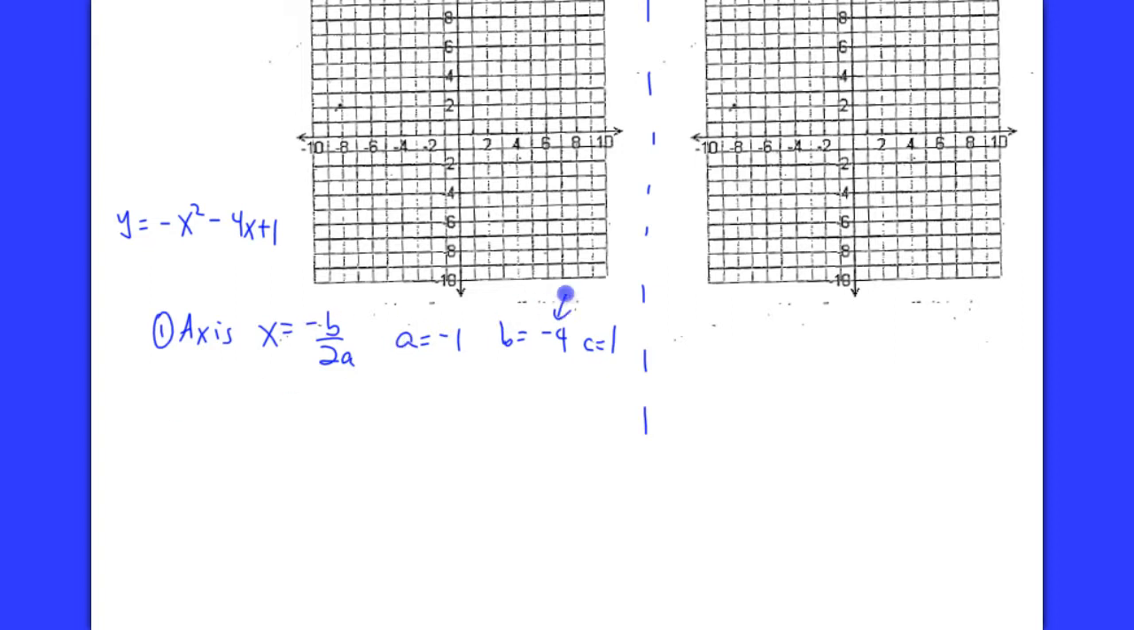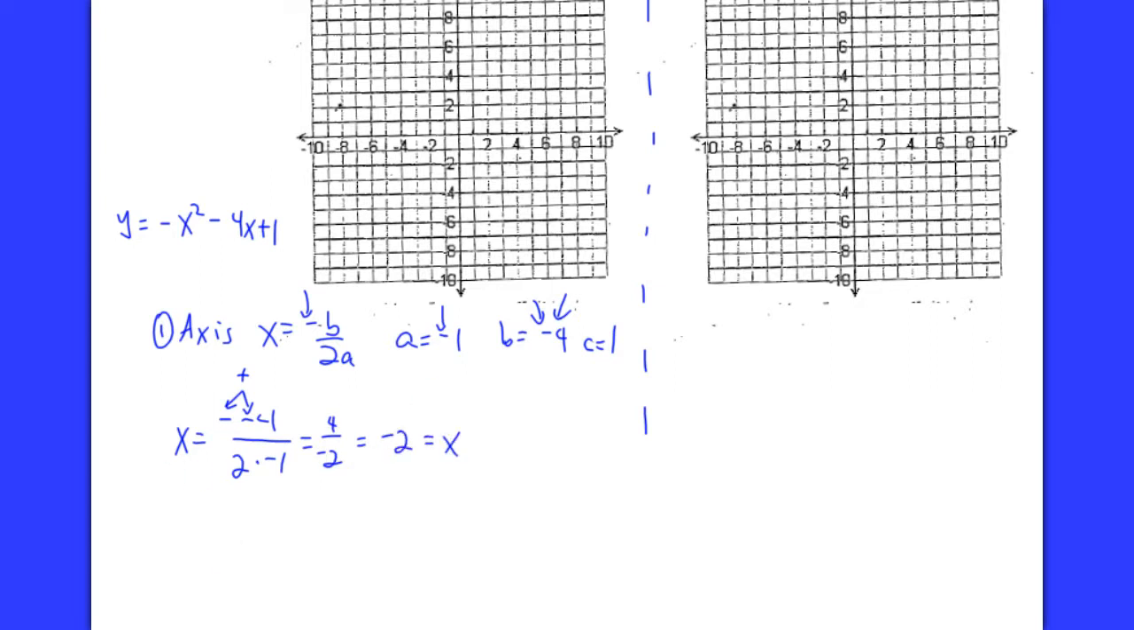Now watch something really weird here happen. Some of you have had some errors with negative signs. Here we have x equals, we have this negative sign right here, and then we have this negative 4. So it's negative, negative 4 over 2 times negative 1. If we work this out, negative times negative actually becomes positive. So that ends up being 4 over negative 2, which is negative 2. So that is the axis of symmetry.